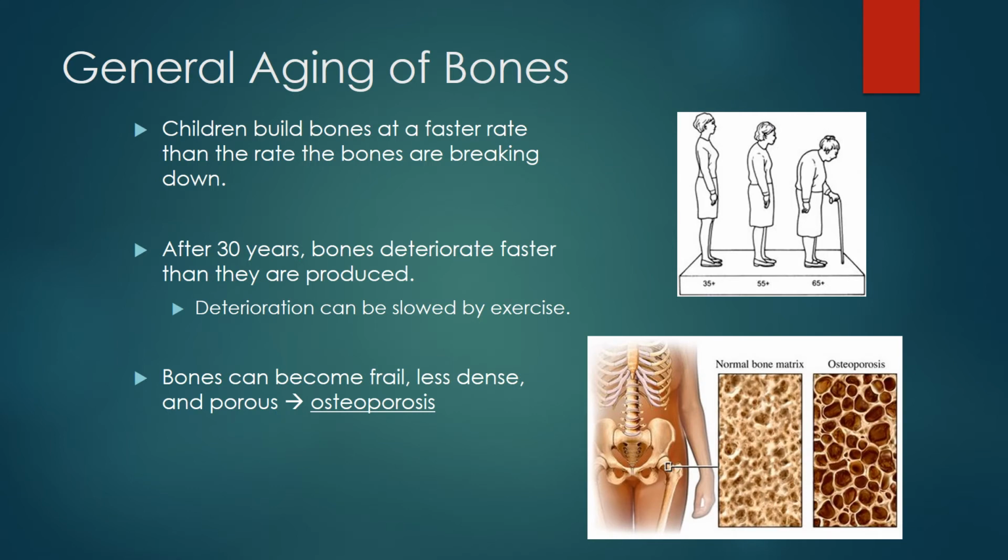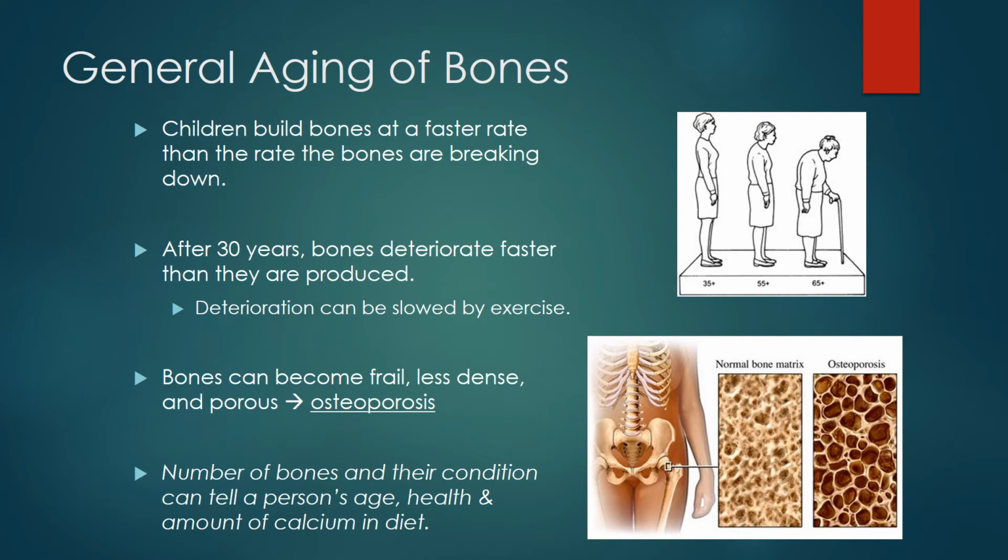As your bones become frail and less dense, they become porous. If you remember, osteo is bone, and porosis is basically porous bones. So we can take a look at the normal bone matrix here, and then with osteoporosis, that's what you get there.